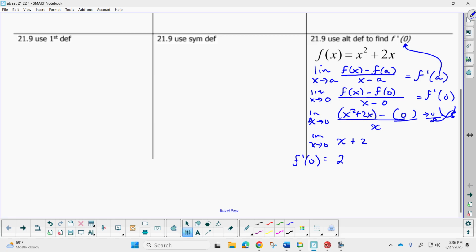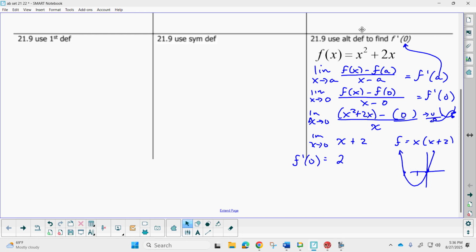Now, you don't have to graph this, but if you think about it, this is a parabola with zeros at 0 and -2, opening up. And so the idea that the tangent slope here would be 2 seems to make sense, right? So hopefully that went well. And if not, we'll talk about it on Tuesday.